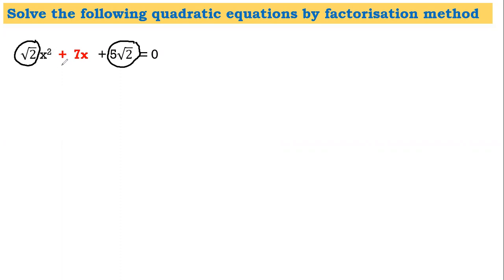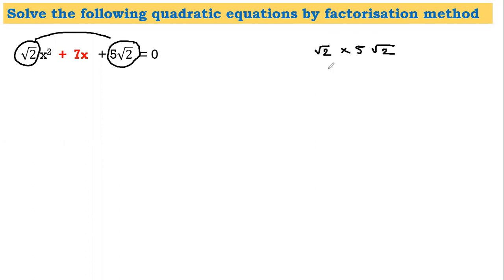Now let us follow the steps. When it is in the extremes, it is not a very difficult sum. It's a normal sum itself. Yes, it is in the standard form. Avoid negative sign in the square term. Let us multiply a into c. So when I multiply a into c, what I get is root 2 into 5 root 2.